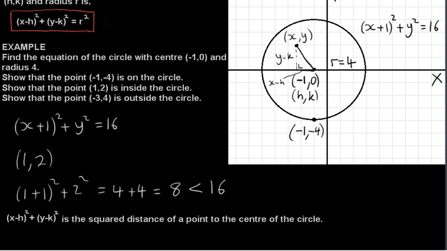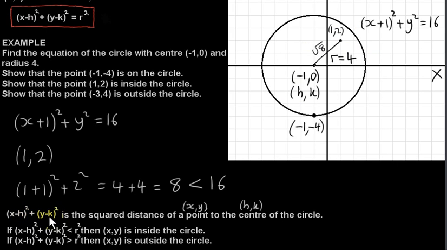The square distance that we got for the point (1, 2) is 8. That's less than the radius squared, so that tells us that the point (1, 2) must be inside the circle. Here is the point (1, 2). The square of the distance of the point (1, 2) to the center of the circle is actually 8. This distance squared is 8. The actual distance is root 8. But if we square it, we get 8, which is less than 4 squared, less than 16.